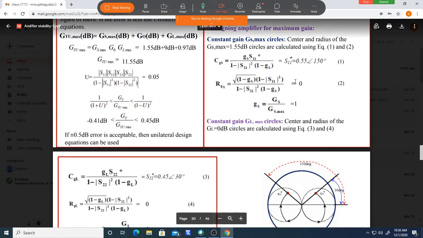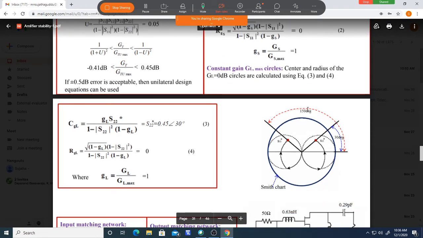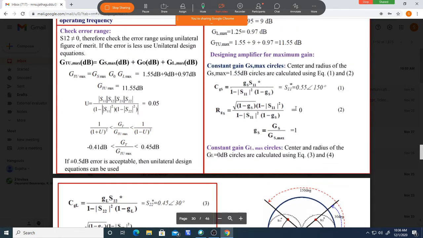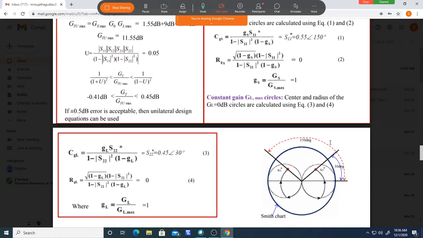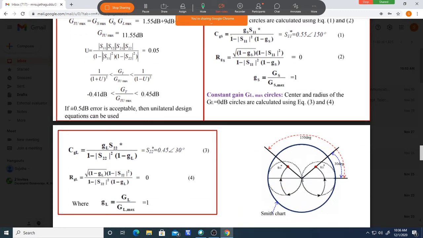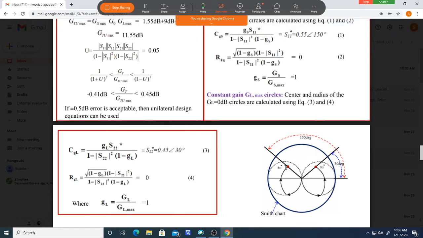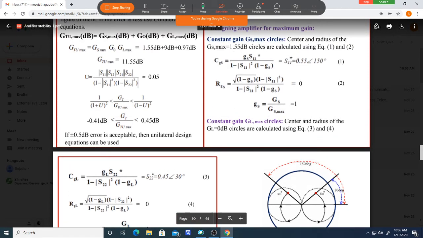Next, what you should do? You should mark 0.55. How to mark it? I already told you. Measure how many centimeters from here to here, and multiply that by this value. We will get some centimeters, so that many centimeters you mark on this line. It is coming around here. For example, it may be 6 centimeters from here to here. Then 0.55 means around 3 centimeters. So the center of the constant gain circle we draw.